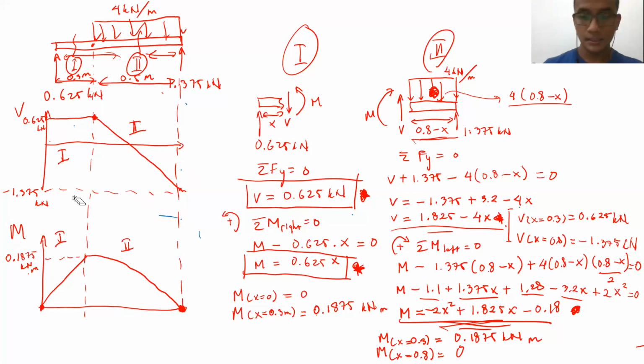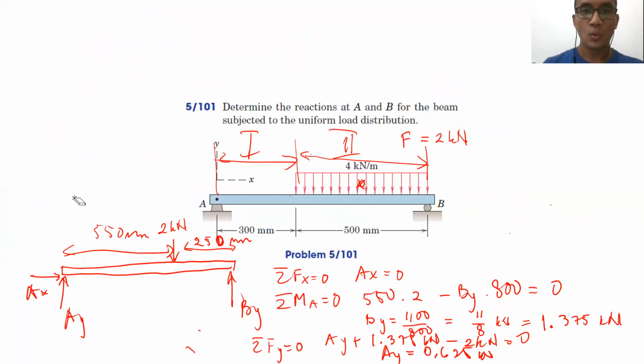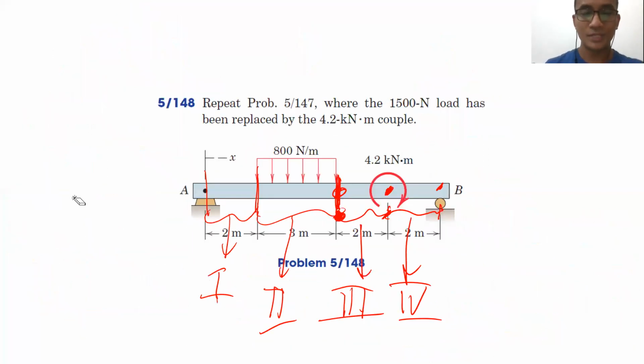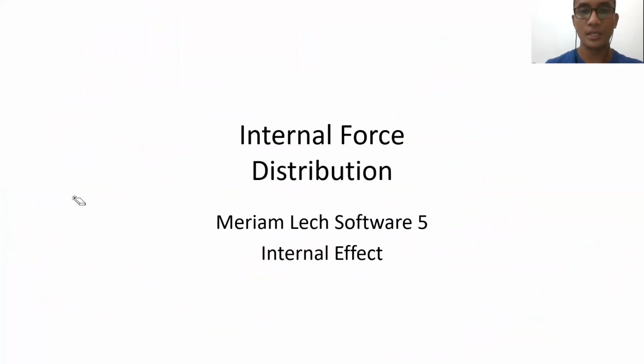Now why do we have to cut twice? Because remember that whenever we try to solve this kind of problem, the equation will not be continuous all the time. What I mean by continuous is from the left edge to the right edge. No, it will not. Why?